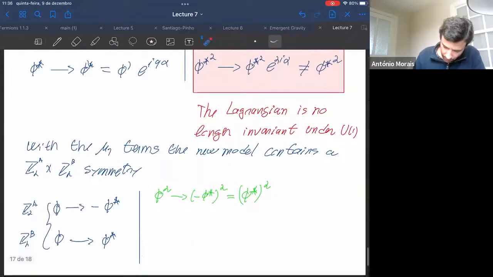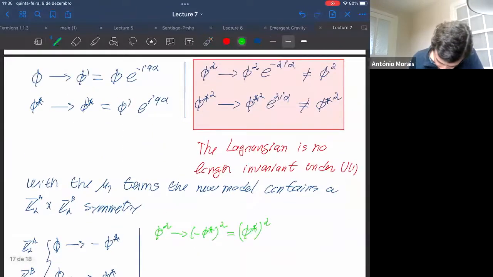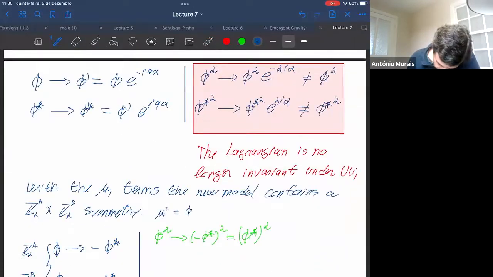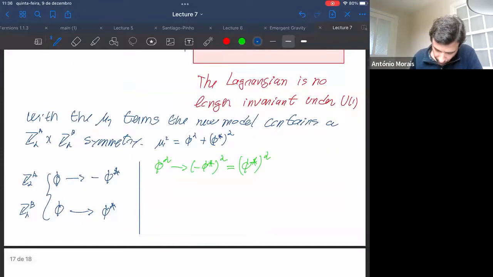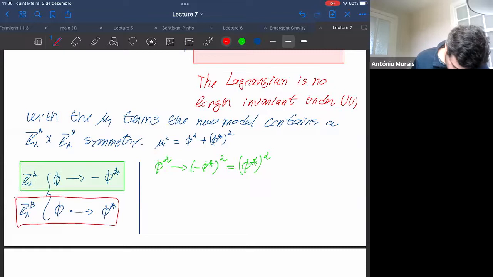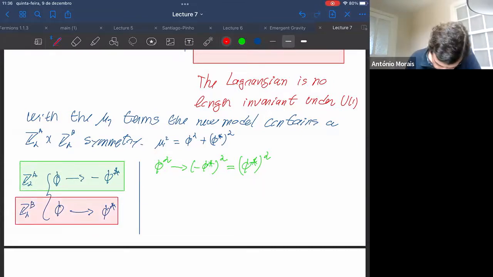Right, so let me write mu here. Our mu1 squared term is equal to, there is any combinatorial factor I didn't put, but that doesn't matter, phi squared plus phi conjugated squared. So basically here we transform phi squared into phi conjugated squared. And this is the first Z2. Let's make a column just to identify. Then the second I will write in red. Sorry, this is still the green one.